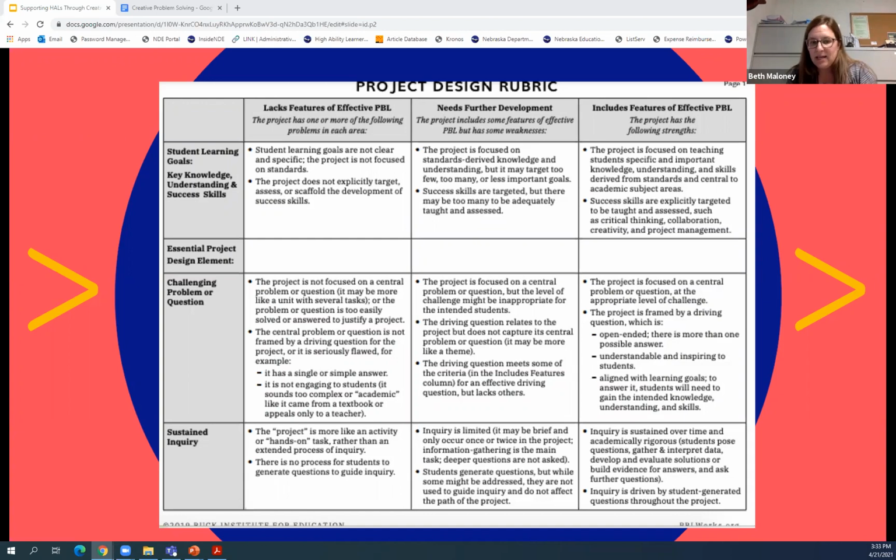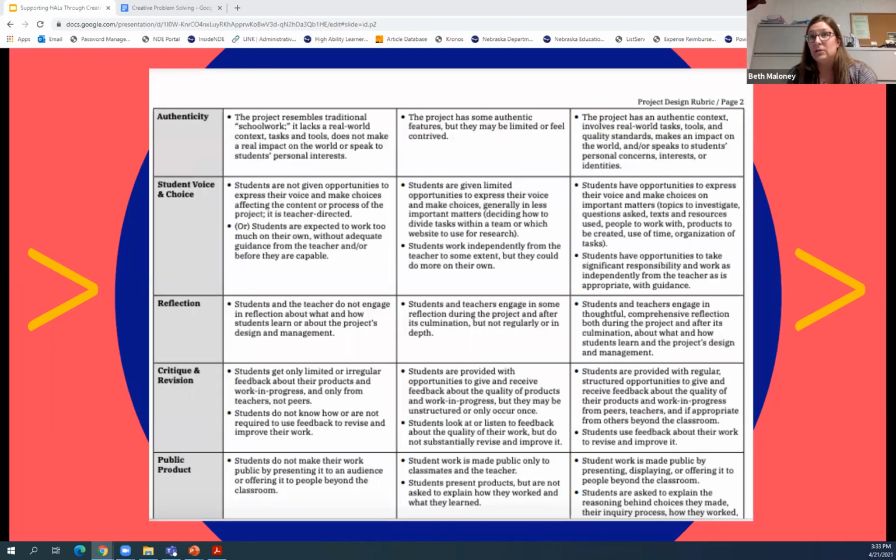A big piece of that is the sustained inquiry, and making sure it's something we can focus on for a long time. It wouldn't necessarily be a really great PBL if it was something that could be done in a day or even a week. Is it authentic? So is it something that the kids that are working on it, or the people, could be adults, see as something that really matters to them? Is the student voice and choice a part of the project? Are they able to reflect?